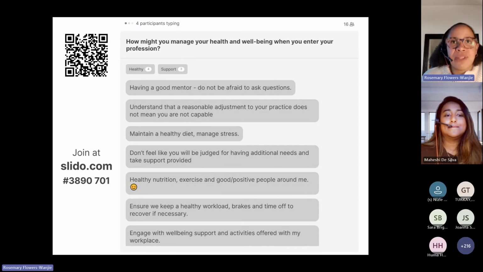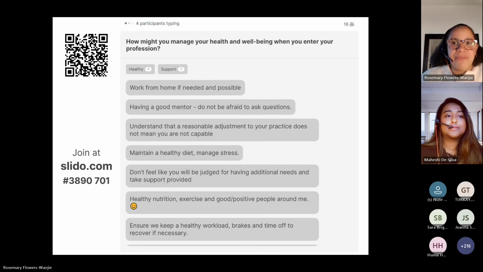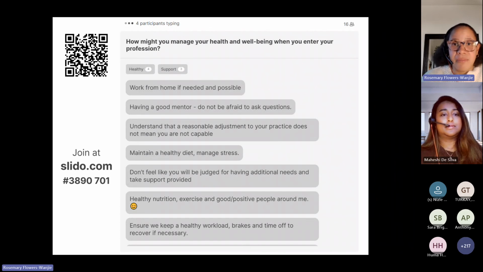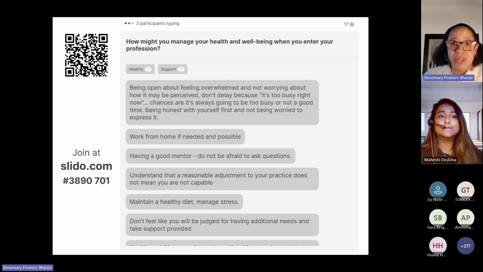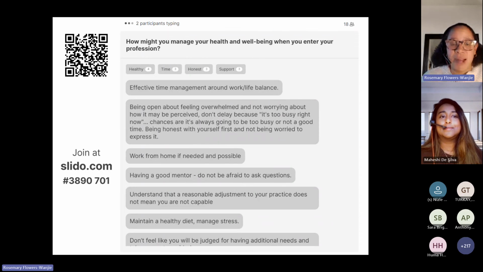Understand that a reasonable adjustment to your practice does not mean you're not capable. That is so true. Reasonable adjustments, I think, are really all about making the space work for you, making your workplace work for you. And I think that's incredibly important because realistically, it all comes down to being able to practice in a safe and effective way. And your workplace should always enable you to do that.